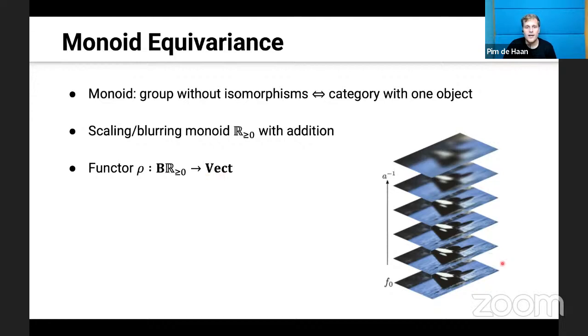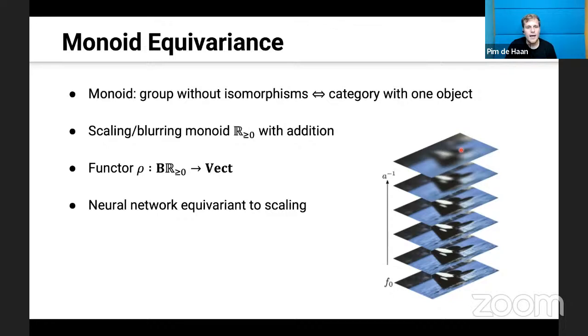And in this case, it would map images to blurrings of this image. And it's clear that blurrings don't have inverses. So this is an example of a monoid action on the space of images. And these blurrings are closely related to scalings of the images, because you can basically think of a blurring as a representation of the image at a sort of larger scale.